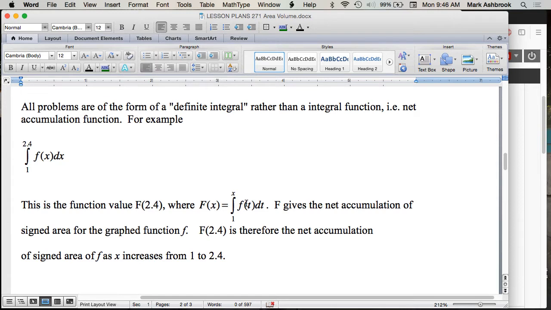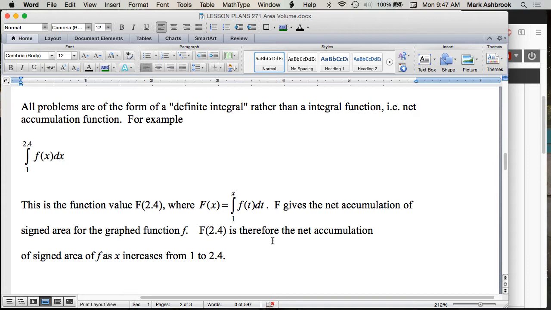So here's one way to explain that. This is the function value, capital F of 2.4, where capital F of x equals the integral, or the net accumulation, from 1 to x of f of t dt. Capital F gives the net accumulation of signed area for the graphed function f. Remember we said, what's the rate of change of signed area? This is like the most important thing of the whole last 2 days. The rate of change of signed area is the value of the function. We worked on that for 2 days. That idea, you better believe it's going to be on the test in multiple ways. If you have a function and you want the signed area between that function and the x-axis, the rate of change of that accumulation is the value of the function. So capital F gives the net accumulation of the signed area for the graphed function f.